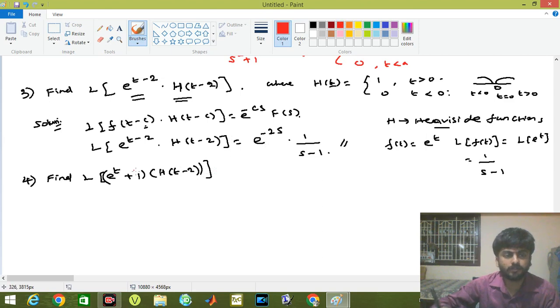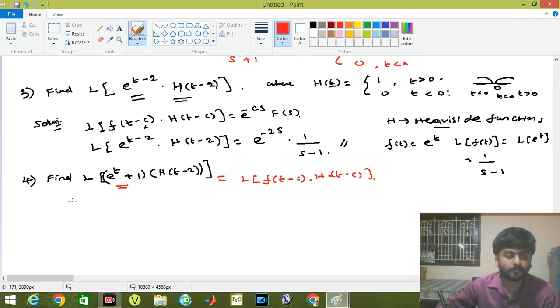Okay, now we have to consider this to be in the structure of L of f of t minus c into h of t minus c. But here e power t plus 1 is not in that structure. So L of e power t plus 1 h of t minus 2 equal to L of f of t minus c h of t minus c. T minus c means it is t minus 2. So c means 2.